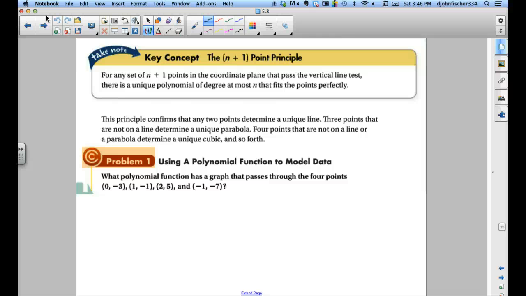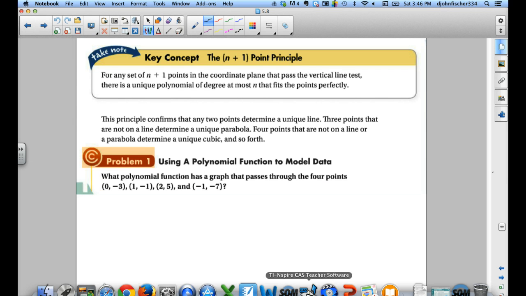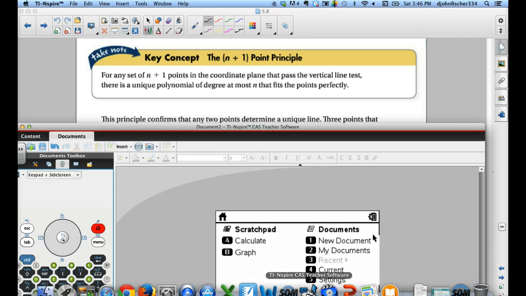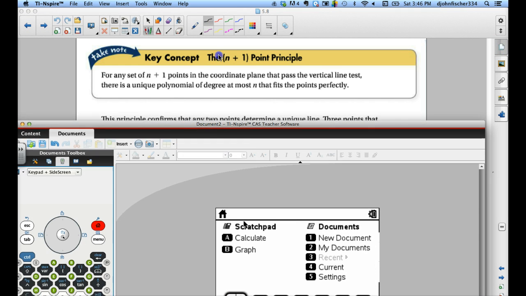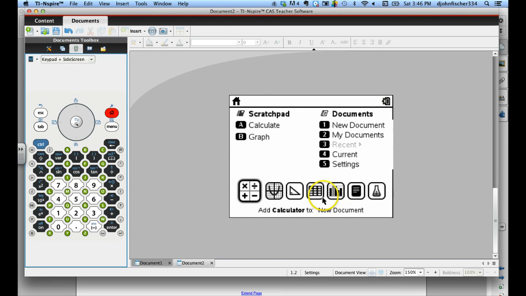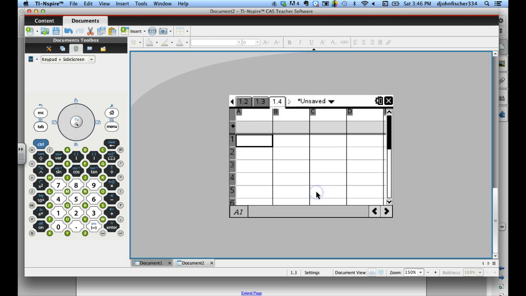So let's look at this first problem. What polynomial function fits this set of points? It's 4 points, so it should be a cubic graph. Let's go on our calculator, and I'm going to write these points in here. Here's our calculator on the screen. We're going to go to Lists and Spreadsheets, and label our first list X.